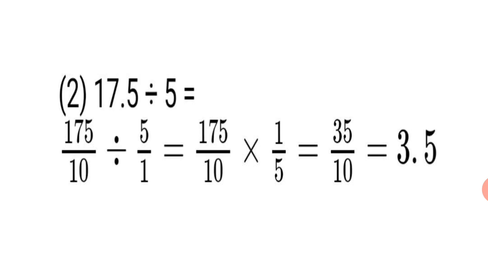17.5 divided by 5 is equal to, now to remove the decimal point we take it upon 10 because after decimal point 1 digit. So 175 upon 10 divided by 5 is alone, so we take 5 upon 1. This is equal to, now we have to multiply 175 upon 10 into reciprocal is 1 upon 5. 5 upon 1 we do not write as it is, we write the reciprocal when division turns into multiplication.